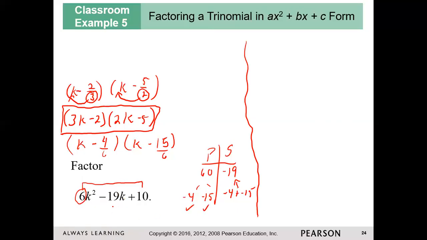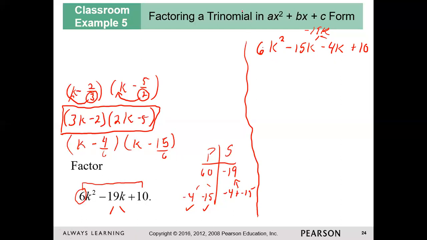And what we do is we split this middle term using these values. So this is going to be 6k squared minus 15k minus 4k plus 10. All I did was rewrite my middle term, this negative 19k, so that it was using these two factors that I found using the product sum method. And what you can see now is we have a 4-term polynomial, and we learned in the previous section that you can factor by grouping.